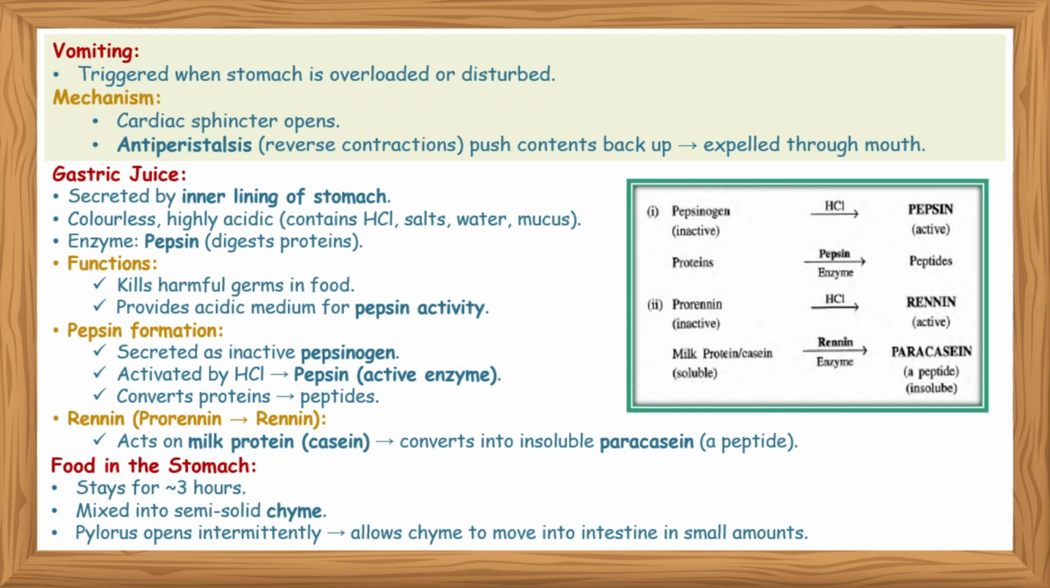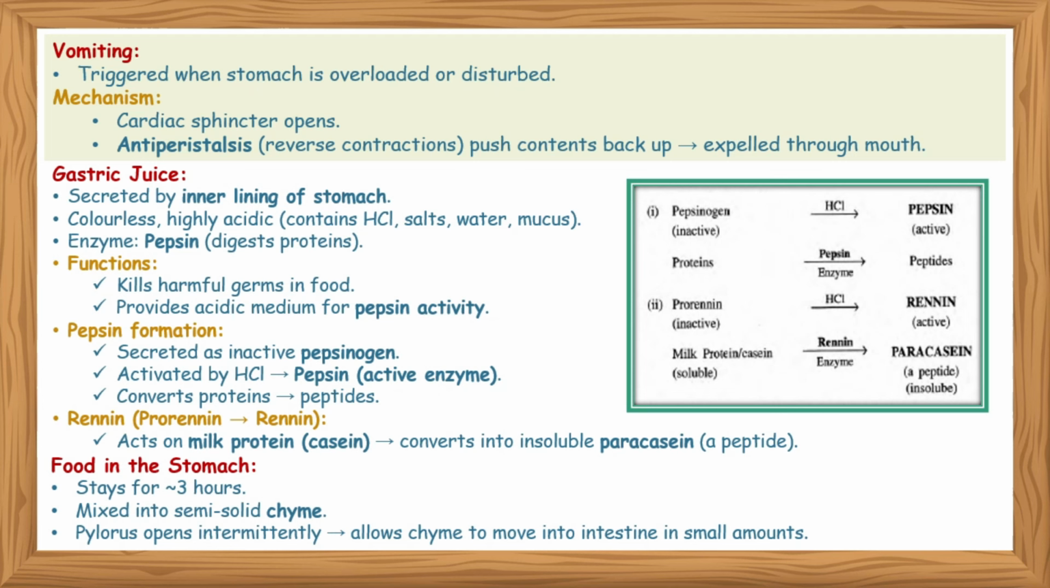Gastric juice is secreted by the inner lining of the stomach. It is colorless and highly acidic, and contains HCl, salts, water and mucus. It has an enzyme like pepsin, which digests protein. Its function is to kill harmful germs in the food. It provides an acidic medium for pepsin activity. Pepsin formation: it is secreted as inactive pepsinogen, then activated by HCl to form pepsin, the active form. It converts proteins into peptides.